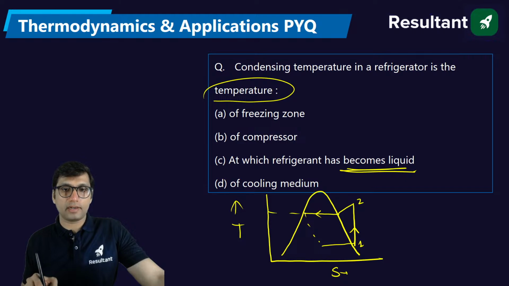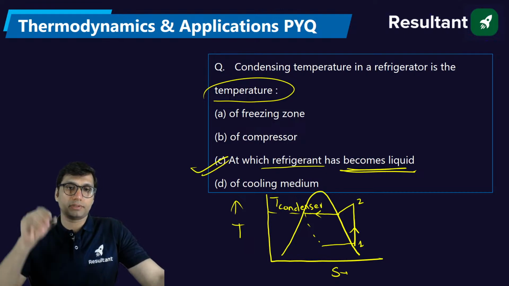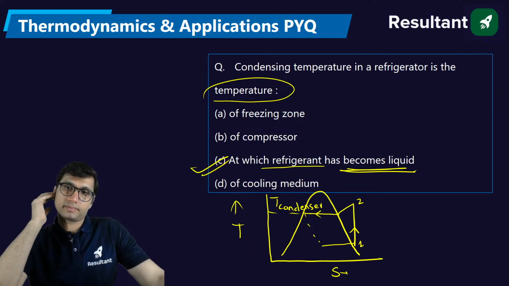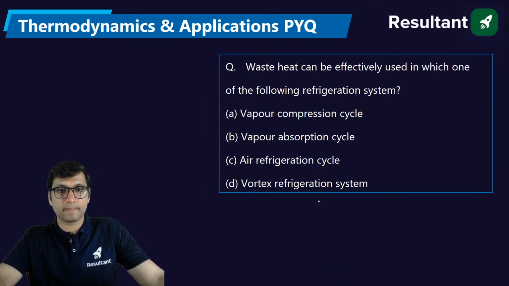this is the condensing temperature, the condenser temperature. It is that temperature at which it becomes liquid or has become liquid. Okay, so the right answer is option C. Because when we say condensing temperature, that is the temperature at which condensation takes place. That is a constant temperature at which condensation takes place, the saturation temperature.